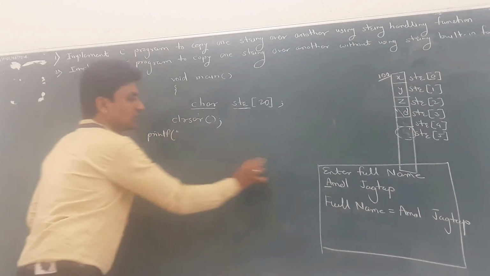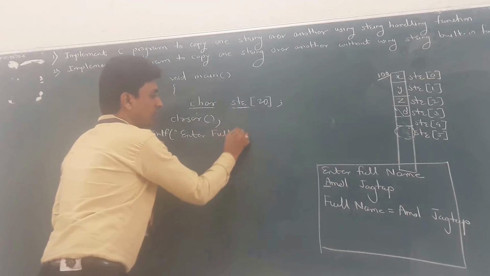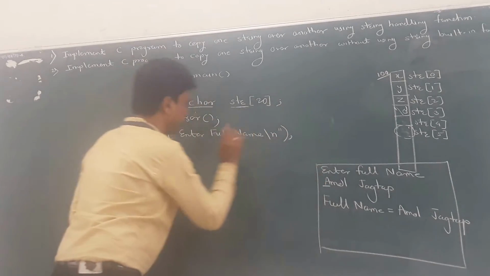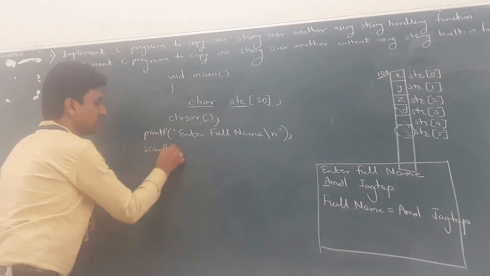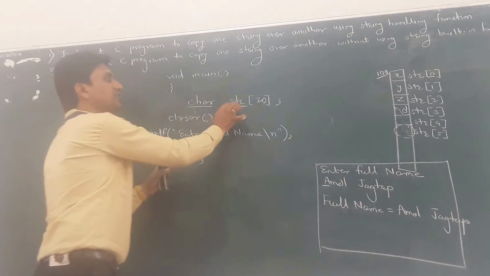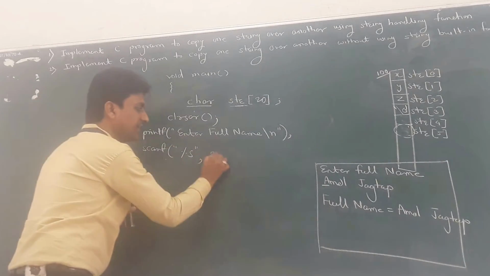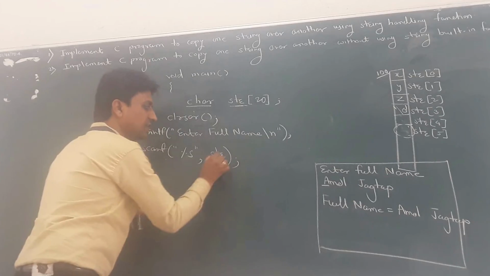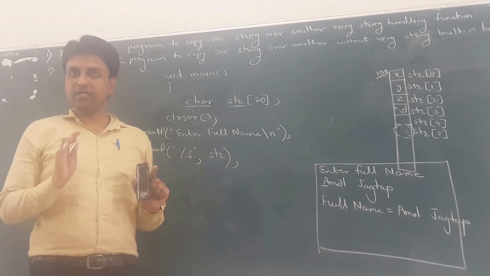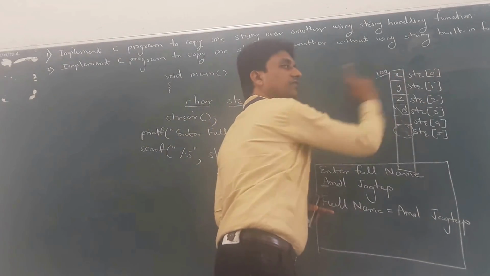What is the message on the console? Enter full name. This is the message. Enter full name \n, so the cursor goes to the next line. After that scanf %s, where we want to store that string in str. Don't use an ampersand. Just write str, because the name itself gives you the base address of the array. Where we want to scan, starting from the base address, that is str of 0.